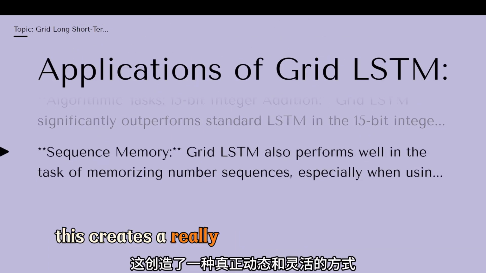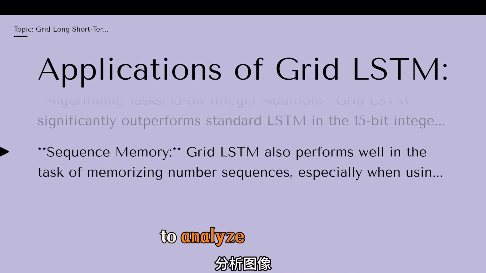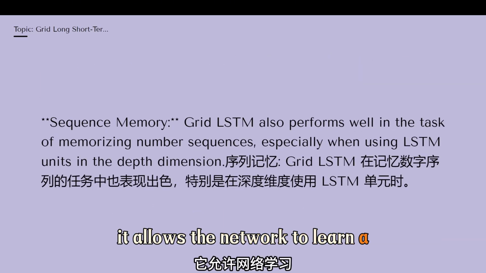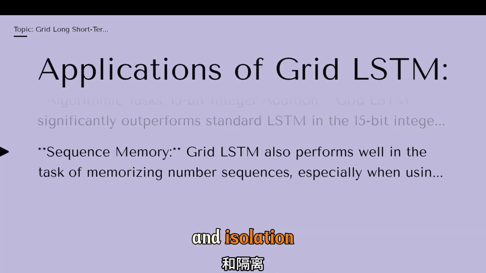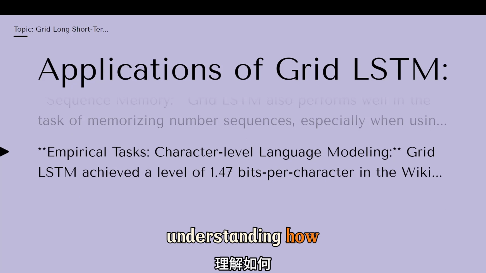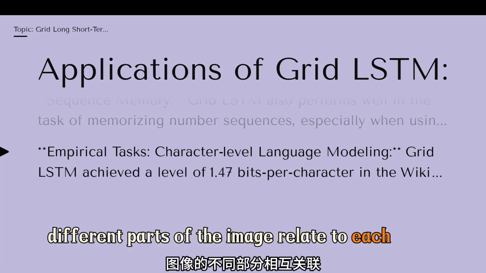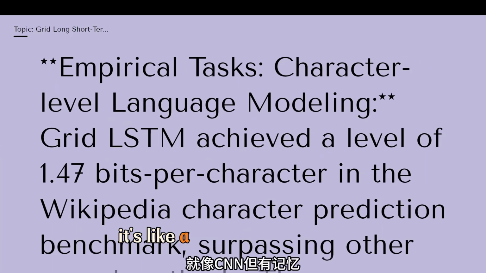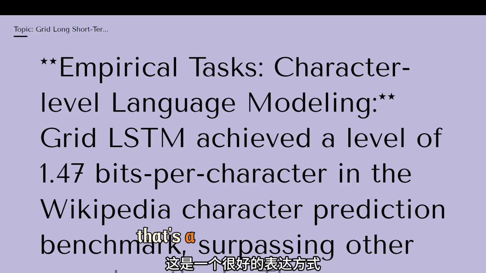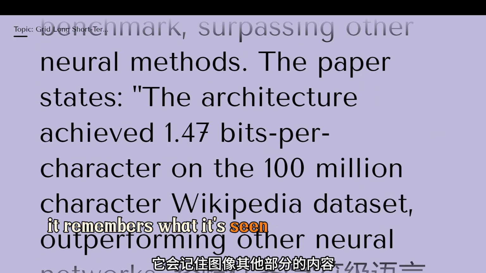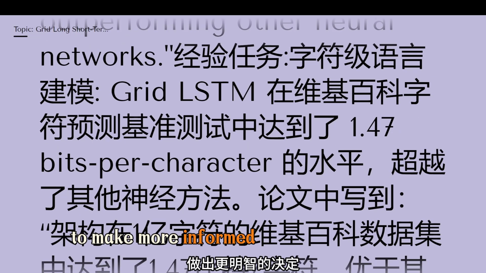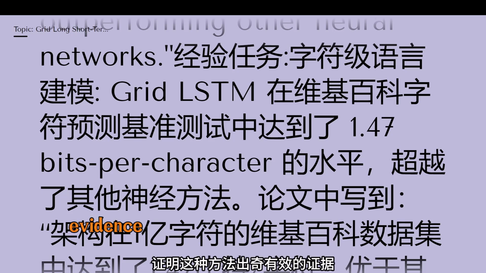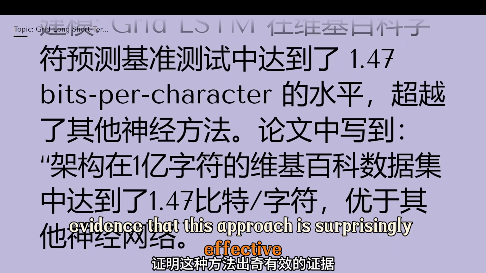This creates a really dynamic and flexible way to analyze the image. It allows the network to learn a hierarchy of visual representations. So it's not just looking at individual pixels in isolation, it's actually understanding how different parts of the image relate to each other, almost like a human would. It's like a CNN, but with memory. That's a great way to put it. It remembers what it's seen in other parts of the image and uses that information to make more informed decisions about the current patch. And the paper actually provides some evidence that this approach is surprisingly effective.